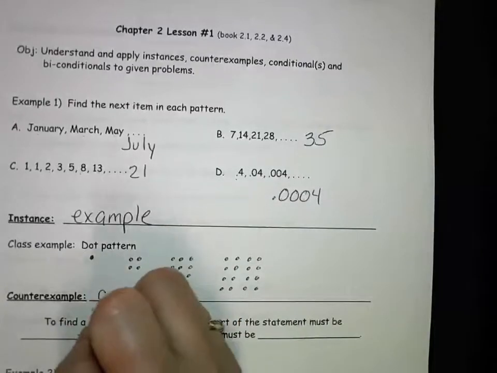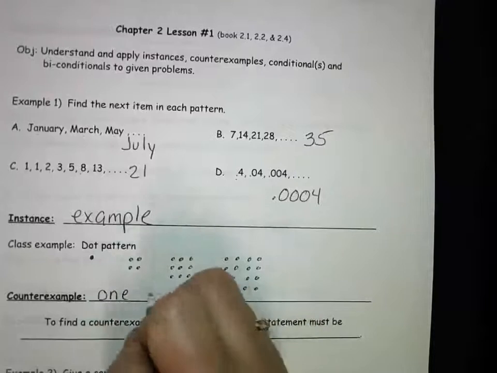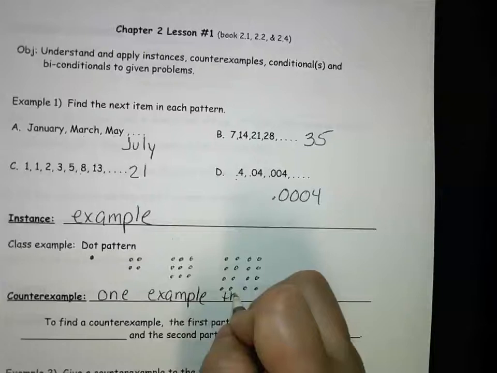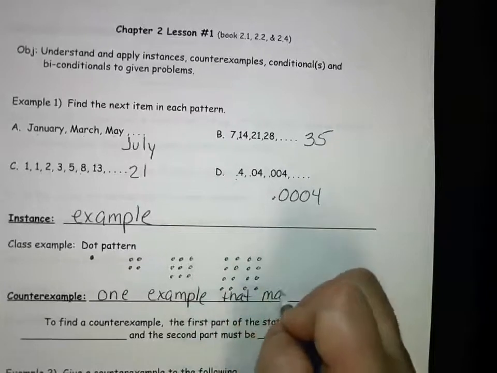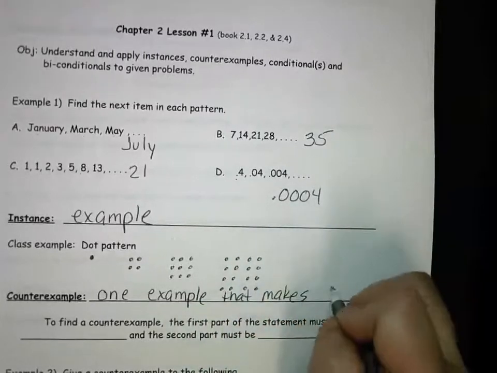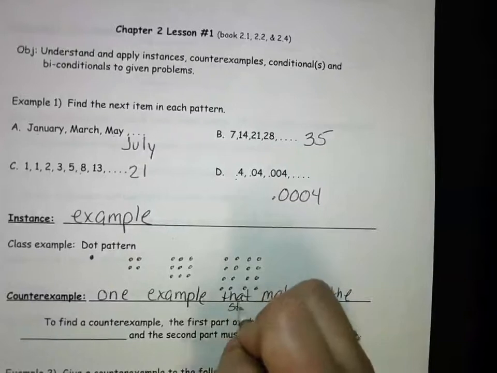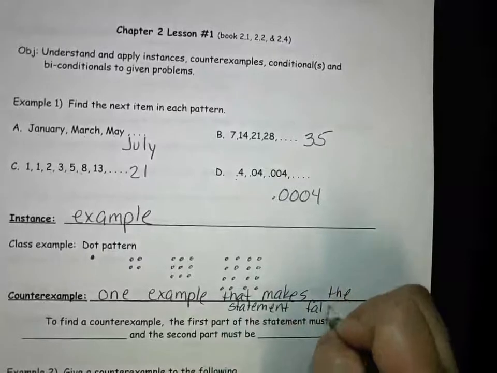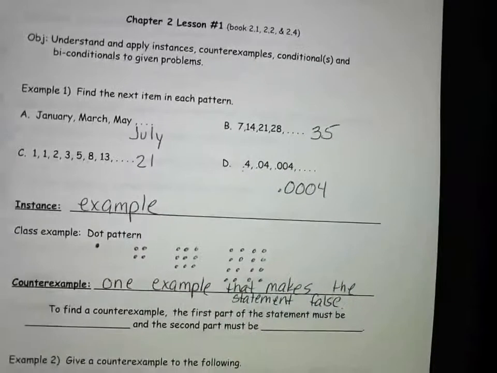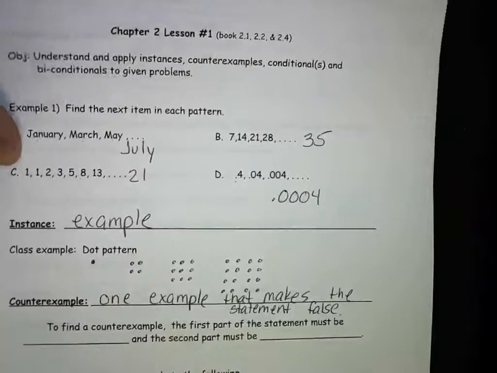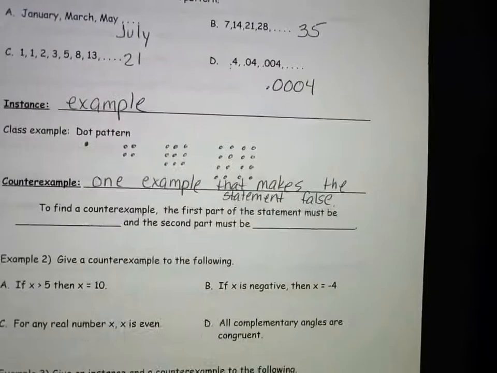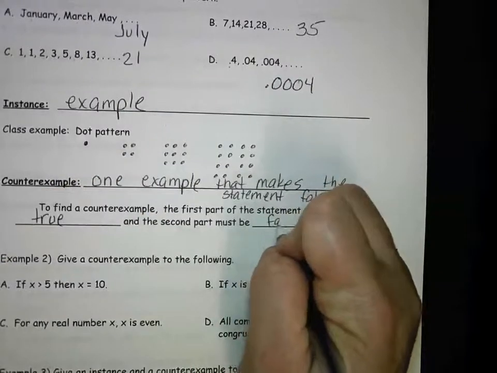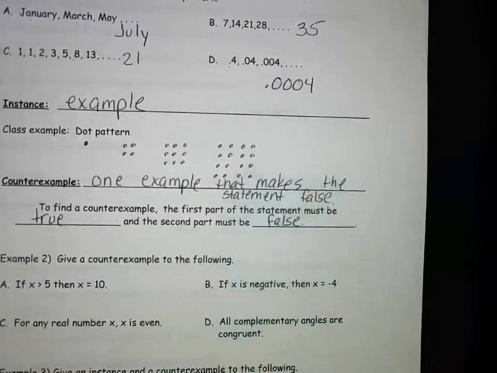A counterexample is one example, and you only need one, that makes the statement false. So one example that makes the statement false. To find a counterexample, the first part of the statement must be true, and the second part must be false.